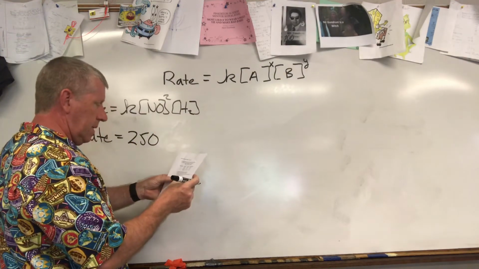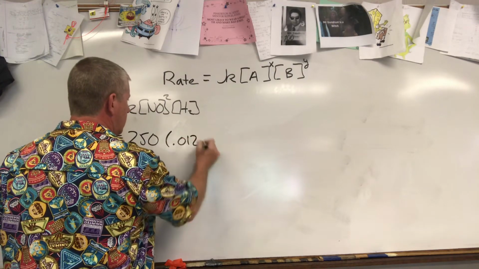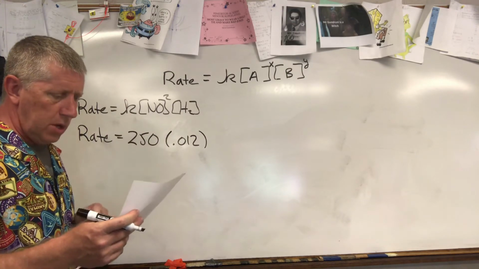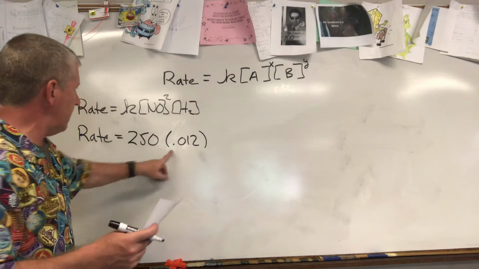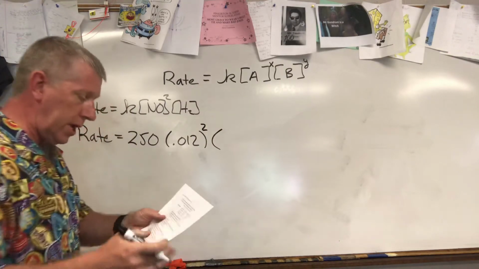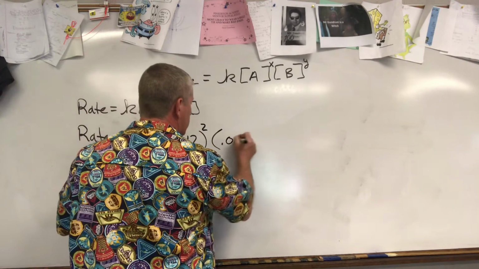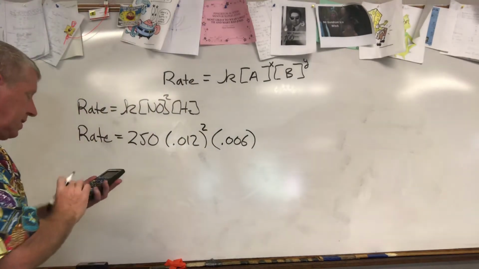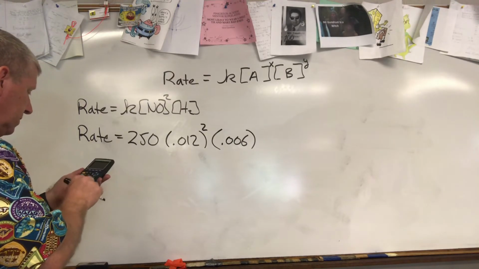What did they give me for the nitrogen? 12 times 10 to the negative third, that's 0.012. At this point, I'm not going to put the square brackets, because when I do math, I just use round brackets. Square it, don't forget to square it. Then the hydrogen concentration, we put that in: 6 times 10 to the negative third, 0.006. We do the math on this, and we'll have the rate of this reaction at this temperature with these concentrations.